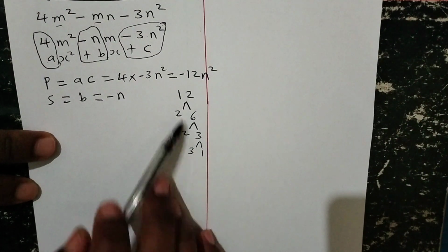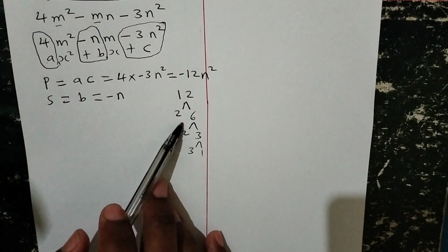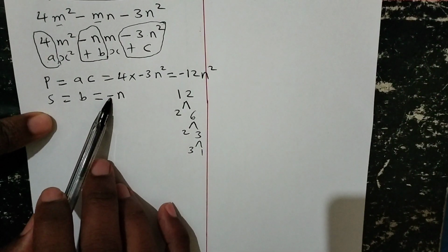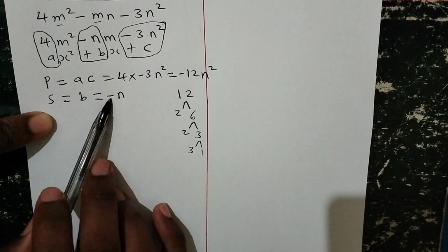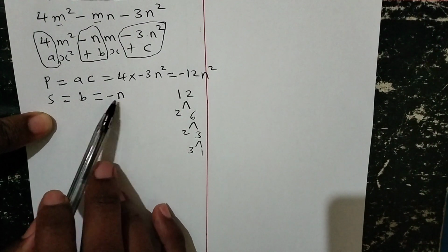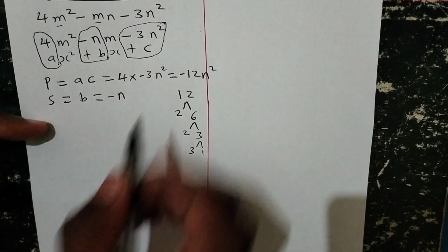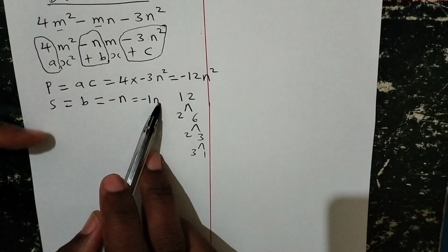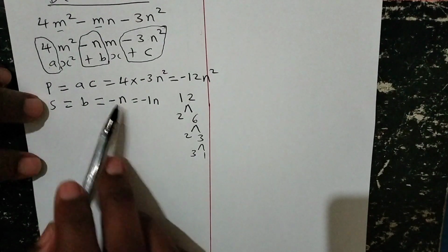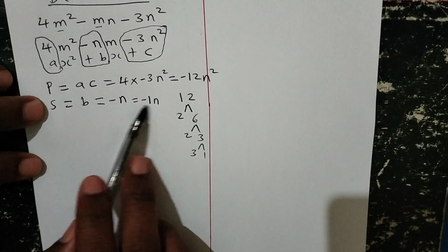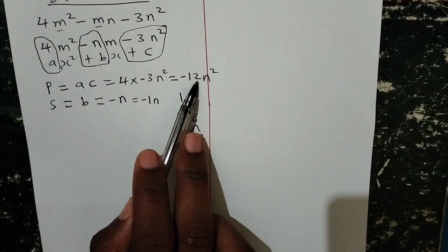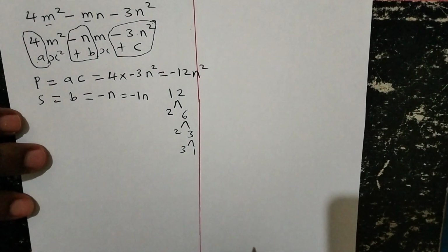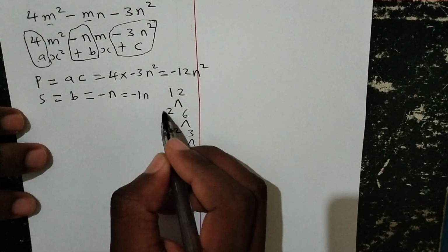I need these factors to be in such a way that when I add or subtract the two factors, I'm supposed to get a negative 1. Remember, we simply check the coefficient of this variable n. When you have negative n, it's the same as saying negative 1 multiplied by n, because negative 1 times n gives you negative n. So I need my sum to be the coefficient of n, that is negative 1, and the product to be negative 12n squared. Of course, from these particular factors, if I combine 2 and 2, I'll obtain 4.